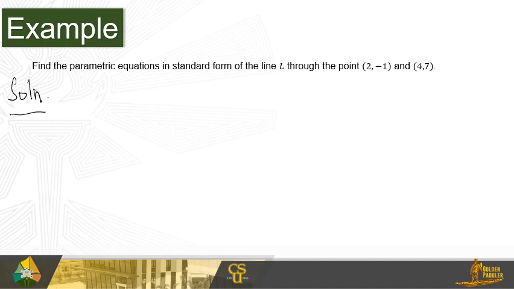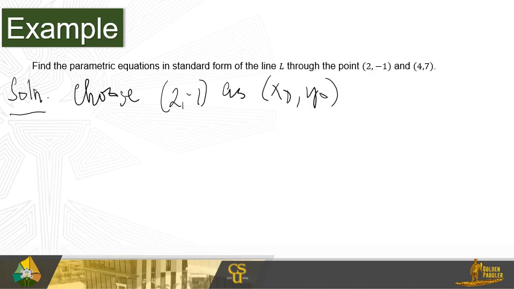Okay? So, actually, you can choose either of the given points, no? You can choose (2, -1) as your x sub o and y sub o, and you can also choose (4, 7), if you want. So in this case, I will choose 2 and -1. So I will make it clear here. Then I will solve for the slope.